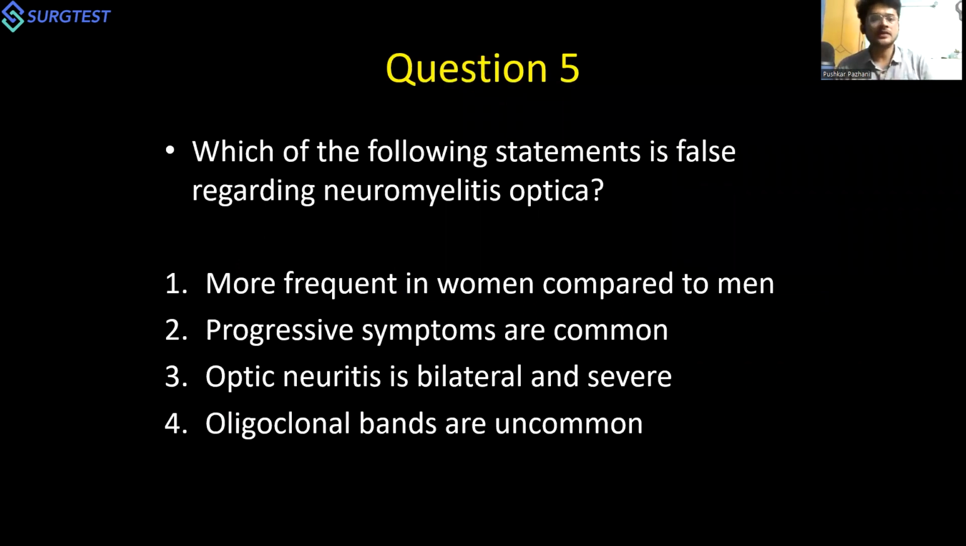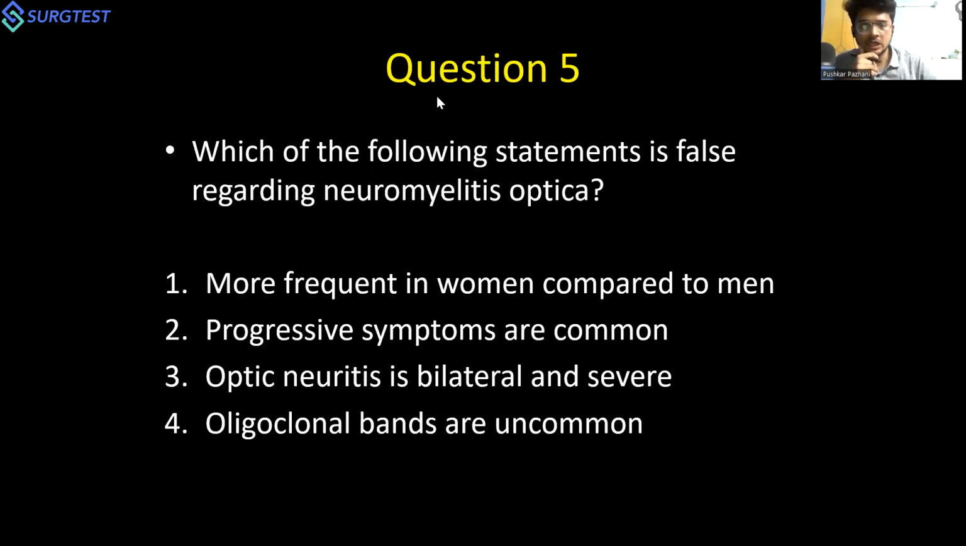So let's go to the next question. Let's open the polls. Which of the following statements is false regarding neuromyelitis optica? Option 1, it is more frequent in women compared to men. Progressive symptoms are common. The optic neuritis is bilateral and severe, and oligoclonal bands are uncommon. I guess this is a little tough one. I think very few are getting it right, but that's all right.